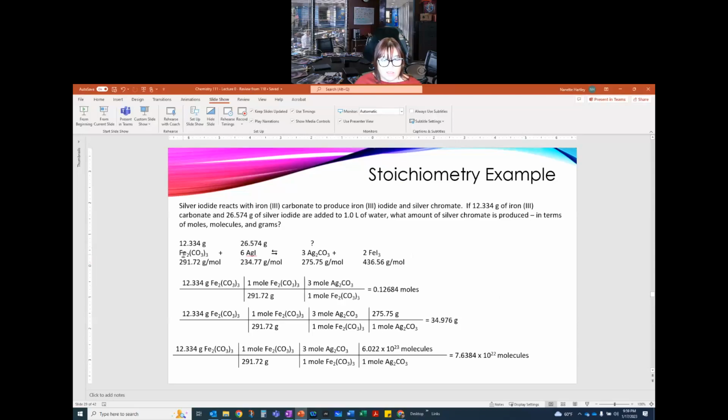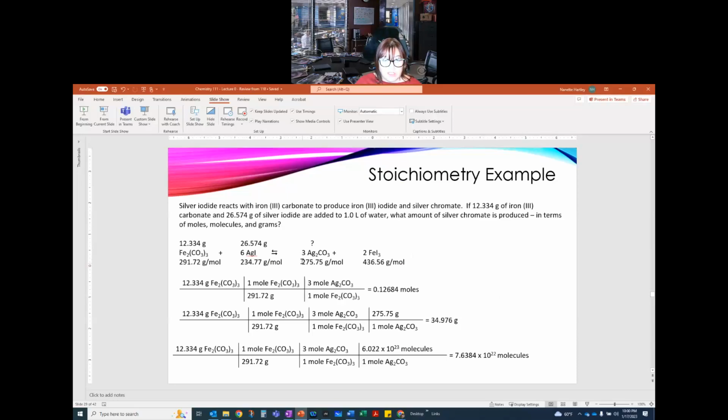I have iron 3 carbonate. So carbonate is a CO3 2 minus, and Fe is a 3 plus. So I have Fe2(CO3)3, okay, to balance for charge. I know that I have 12.334 grams of that. I have looked up the molecular weight, which is 291.72 grams per mole. I know that I'm going to add AgI to that, so silver iodide. And there's 26.574 grams of silver iodide. Its molecular weight is 234.77.